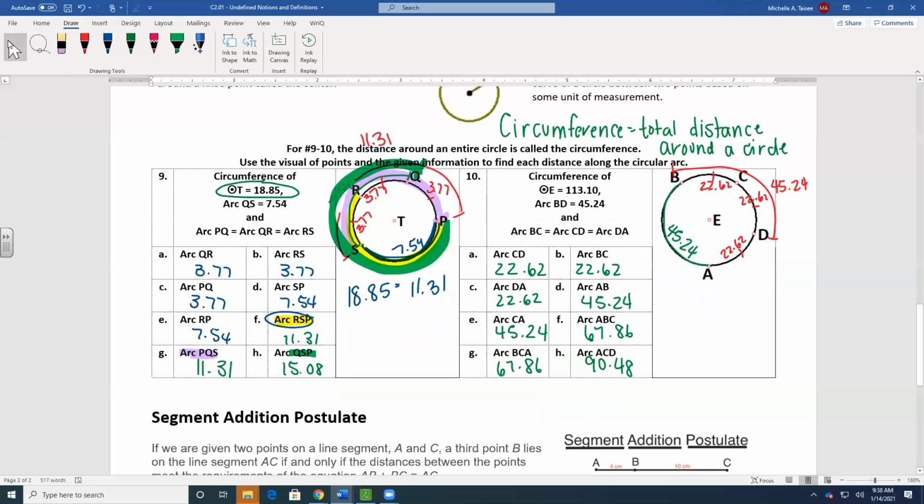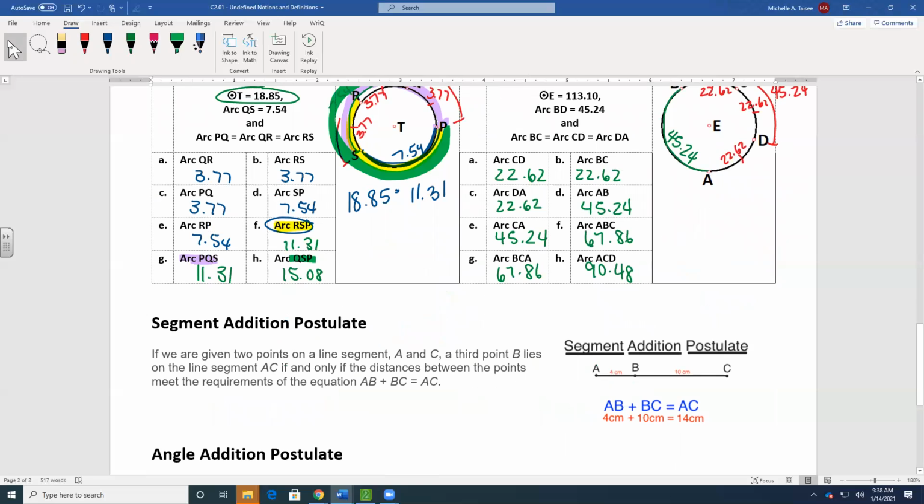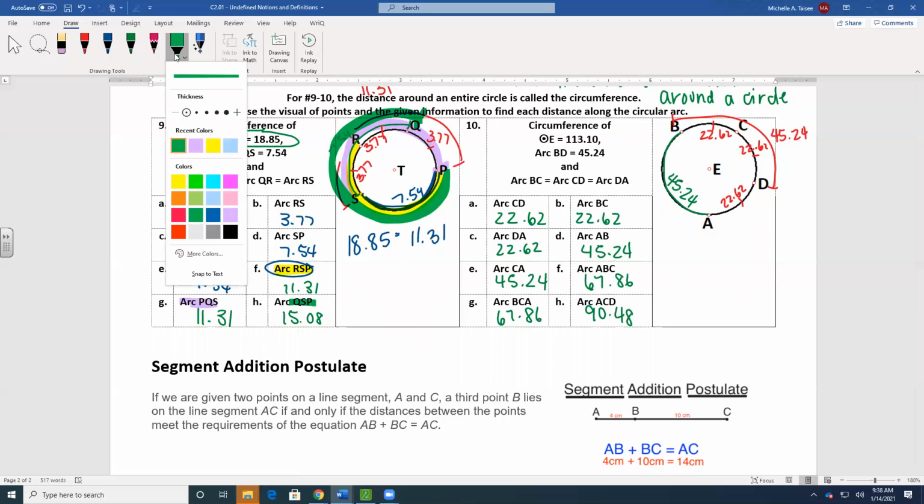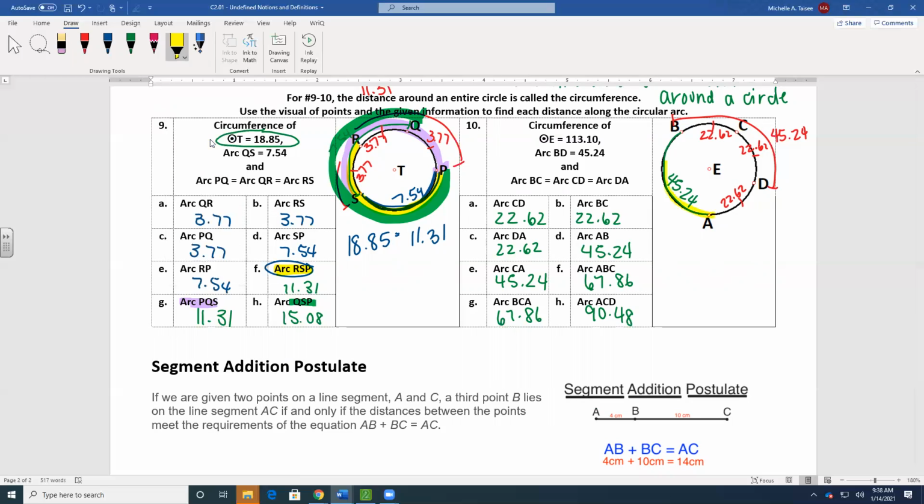Okay. We good? Questions? How did we get A to B on, letter D, right? All right, so let me get my handy dandy highlighter out. Arc A to B is the shortest distance from A to B, which is going to be here. If I know that these three pieces are 22.62, then the entire circumference, 113.10, minus 3 sets of this 22.62. That's how I got A to B, the 45.24.